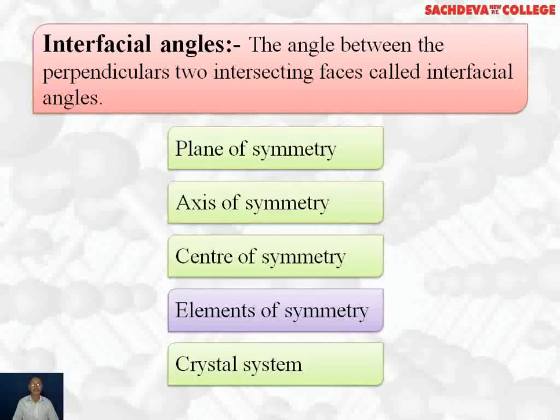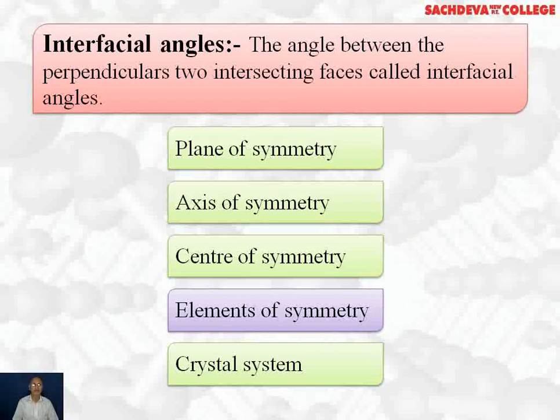Now these are various elements of symmetry. One is plane of symmetry. The second one is axis of symmetry. Axis of symmetry can be two-fold axis of symmetry, four-fold axis of symmetry, six-fold axis of symmetry. Then we have center of symmetry, and all of them are called elements of symmetry. For example, a cubic system or cubic crystal has 23 elements of symmetry.